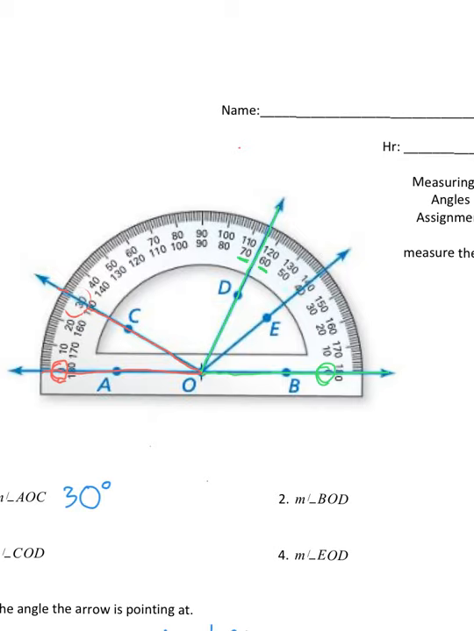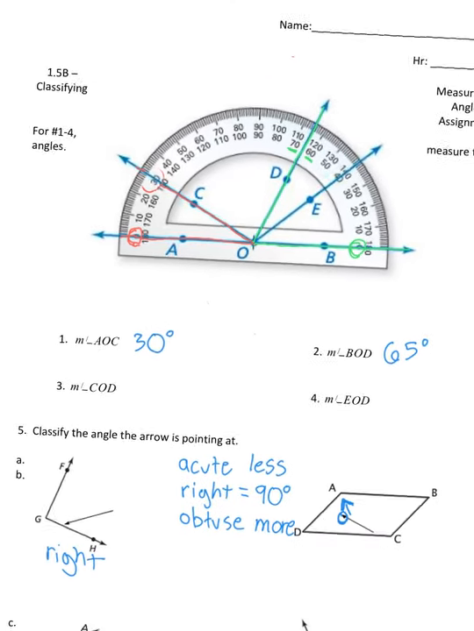If you were to guess what D is, what would you think D is? Does anyone have any ideas? 65? 67? It could be 65 or 67. The picture's a little blurry, so both answers I would accept. I'm just going to write down 65 for now, but I would accept 67. It's close. Okay? And that is all you have to do for the rest of the assignment.